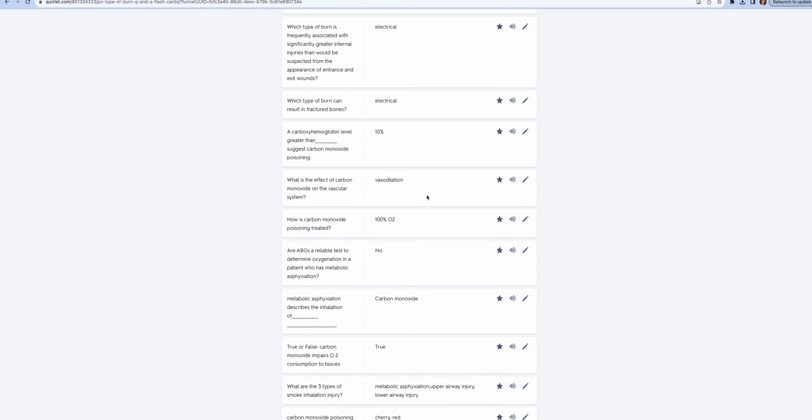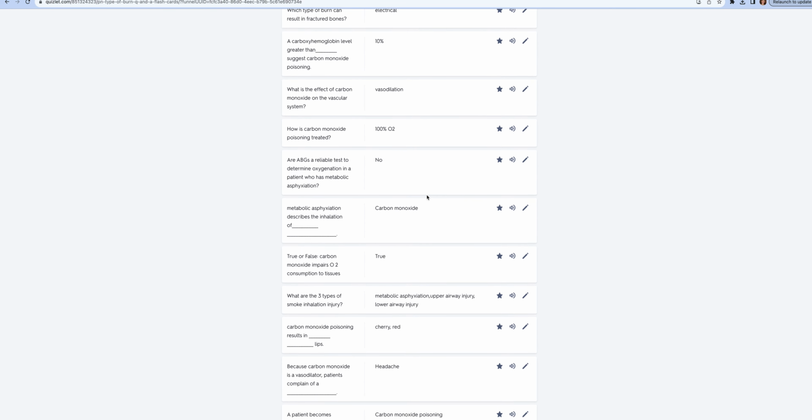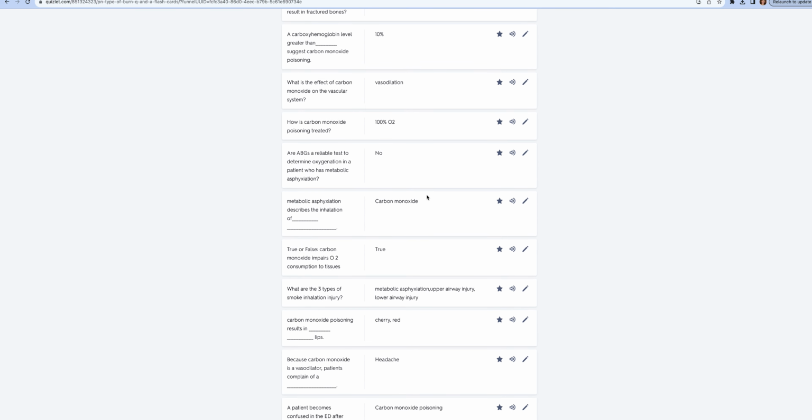ABGs are not going to be reliable with carbon monoxide poisoning because carbon monoxide has a higher affinity for the red blood cell than oxygen. So in other words, carbon monoxide is going to kick oxygen off the red blood cell, and carbon monoxide is going to take its place. But it's going to read the same on your O2 sat monitor, so that is all going to be unreliable. Carbon monoxide impairs the delivery of O2 to tissues, which is true.